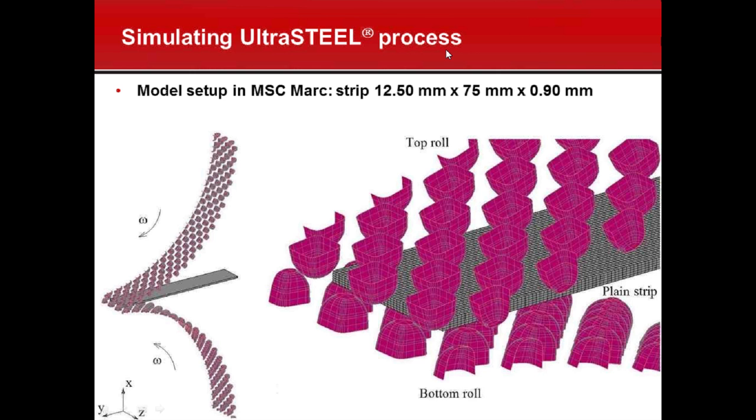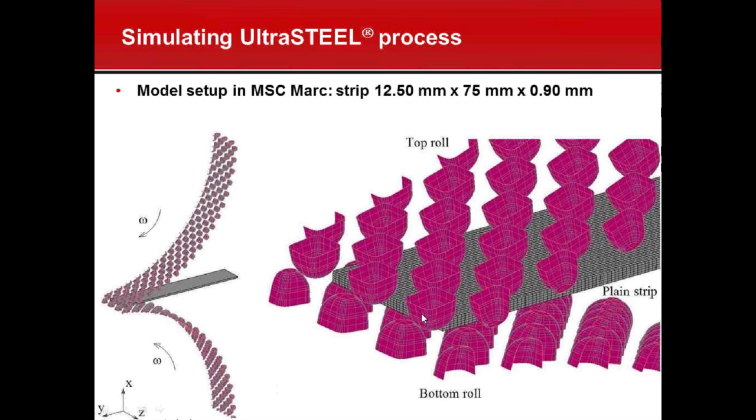In this example, only a small strip is present here. As you can see, on the left side is the cold roll dimpling process with the flat steel strip in the setup. And on the right side is a close look at the rolls, the setup of the rolls, and also the mesh of the flat strip. In this simulation, we use rigid bodies for the rolls and a deformable body for the flat strip, and we use 3D elements to model the flat strip.